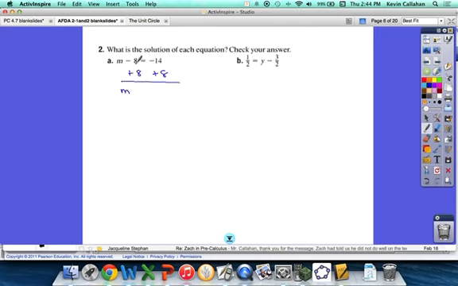m and that -8 plus 8 cancel. -14 plus 8 is -6. And they said check your answer, meaning put that -6 here. -6 minus 8 is -14, so that's a check.